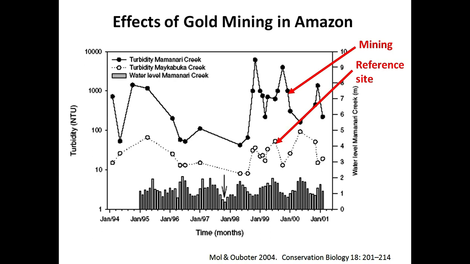When the turbidity is low, the water is clear. And in this graph, there are two y-axes. This one is turbidity, and this one is the water level. So basically, these bars represent the water level, and these two lines represent the turbidity. The continuous filled circles are mining sites, and the open circles are reference sites. And you can clearly see that the turbidity in the mining sites is way higher than the reference sites.